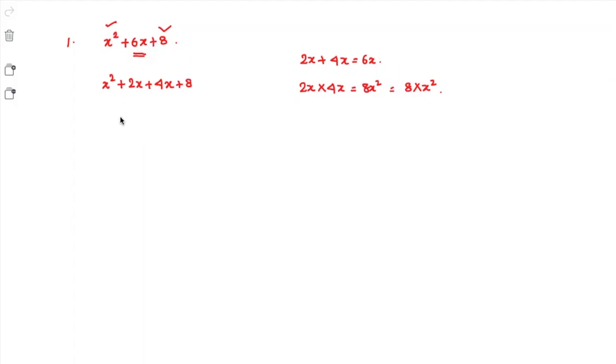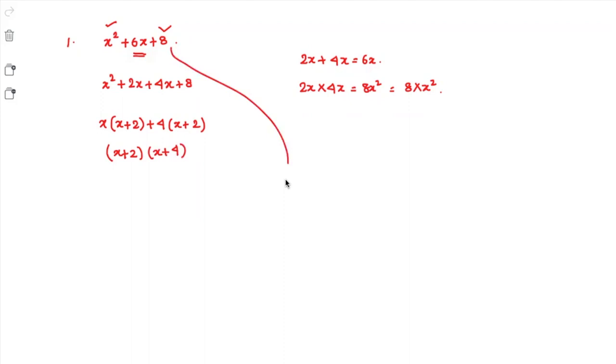So from here we do simple factorization. Now in these terms, x plus 2 is also common. So I take x plus 2 common again. So I am left with x plus 2 into x plus 4.